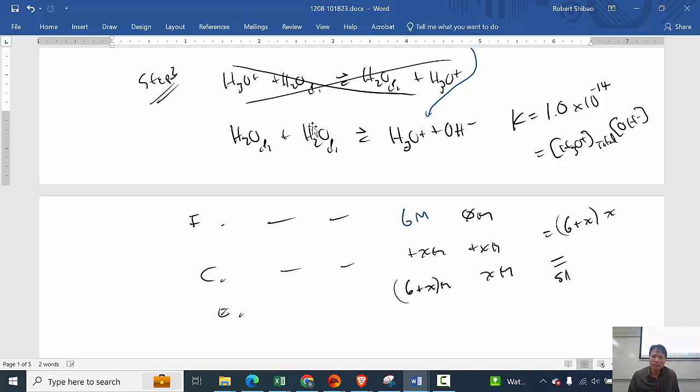And then we're going to use the simplifying assumption. So this will make that 6 and that x. And therefore, x is equal to 1 times 10 to the negative 14 divided by 6. Let's see what that is. I get x is equal to 2.0 times 10 to the negative 15. What did you guys get?